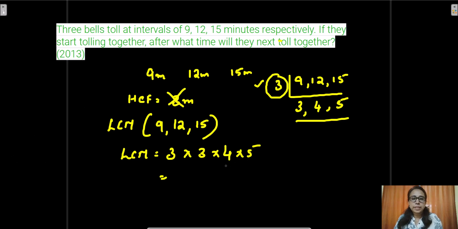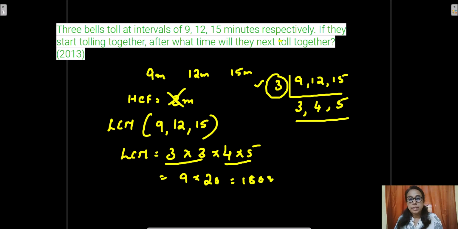How to multiply easily? 5 4s are 20, right? 3 3s are 9. So 9 into 20 is equal to 180 minutes. You have to understand that everything is given in minutes, so the unit also will be in minutes.